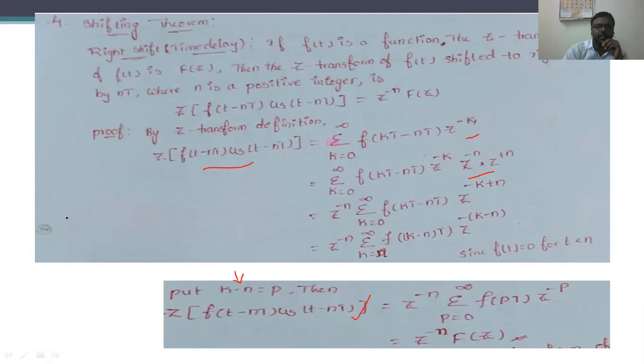Simply, if we are having a function f of p minus 2.